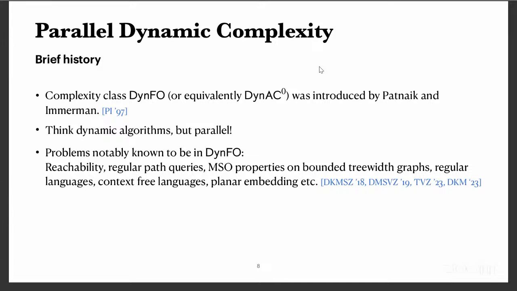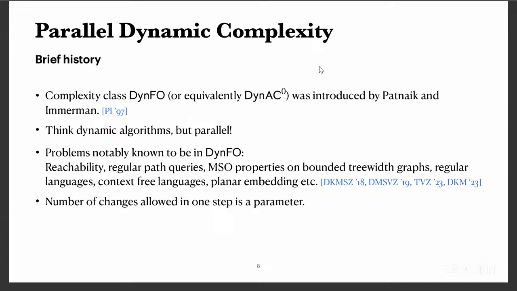Dynamic algorithms usually measure progress in terms of the time they take for updates and changes. And here we measure it in terms of complexity classes like AC0. There are many problems which are known to be in DynFO by now. They include reachability, regular path queries, and so on and so forth. There is an important parameter associated with dynamic complexity, which is the number of changes in one step.